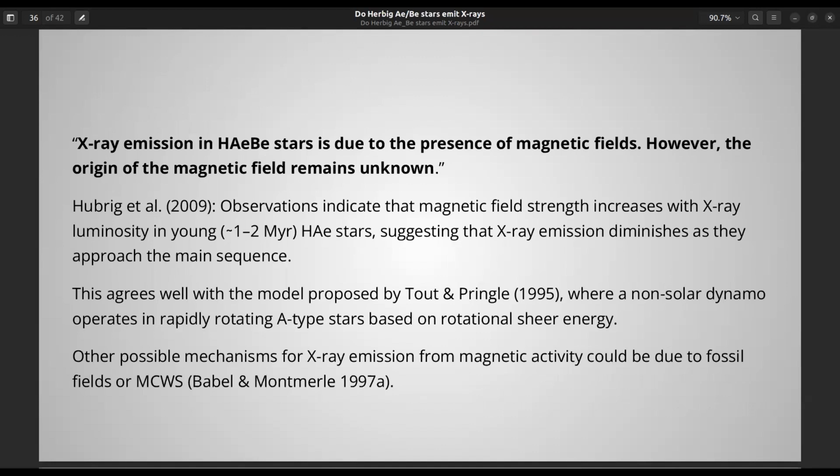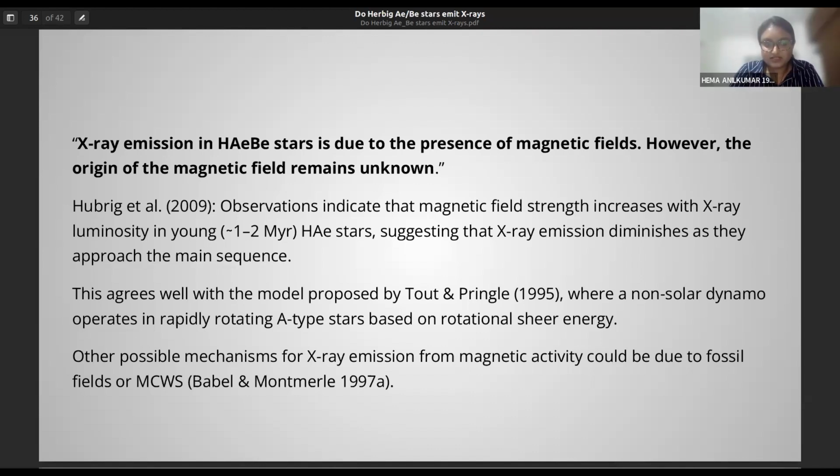The mechanism for the X-ray emission could be fossil fields or magnetically confined winds. I'm not sure I understand the "or" in this sentence. So you're suggesting it would be a coronal emission, a little bit like the other young PMS stars, so magnetic reconnections, or fossil field, or magnetically confined wind. But how do you see this difference between fossil field and confined winds?